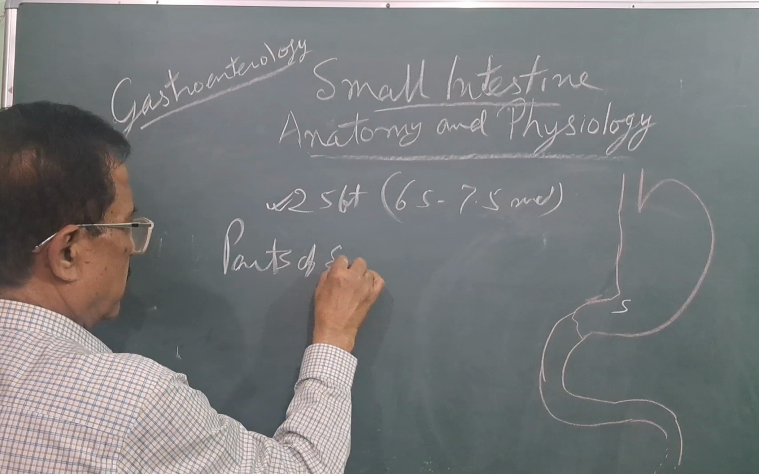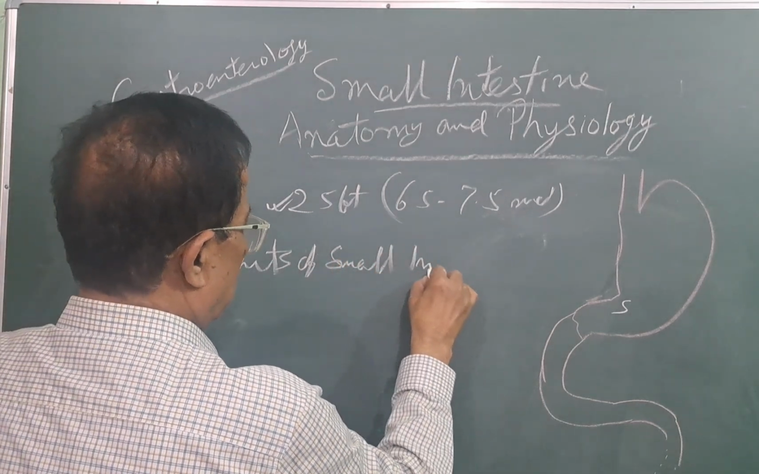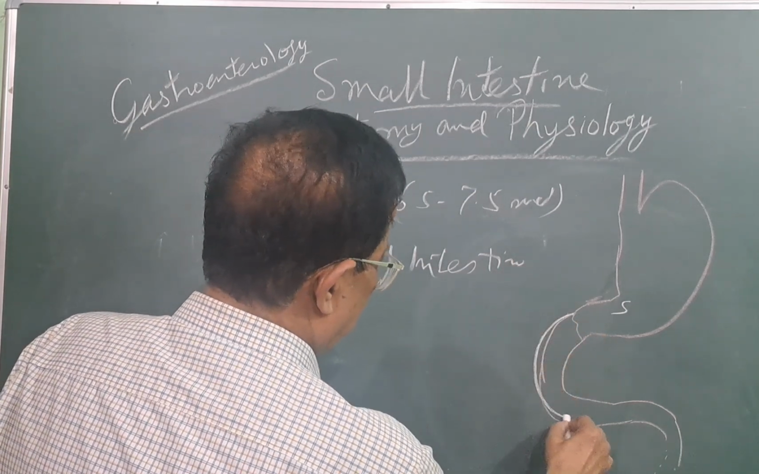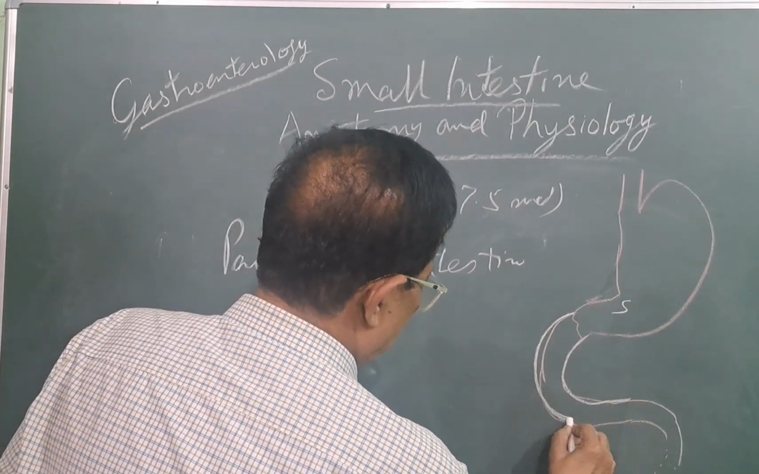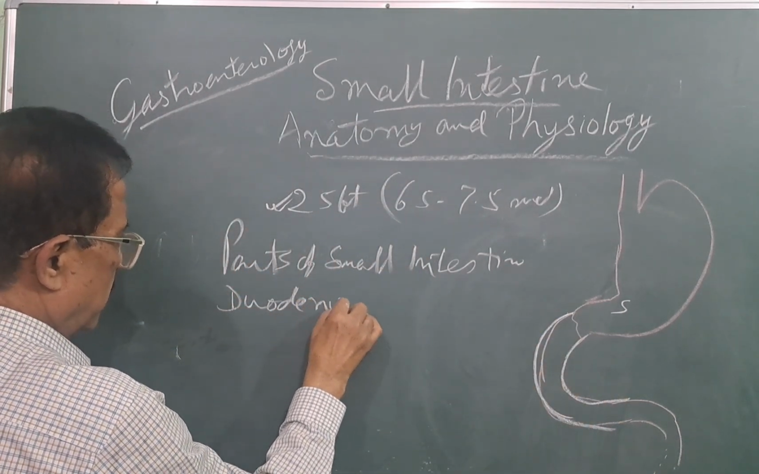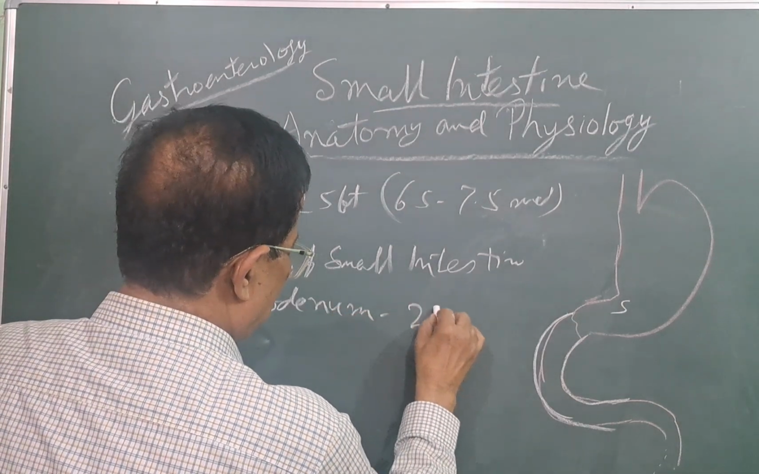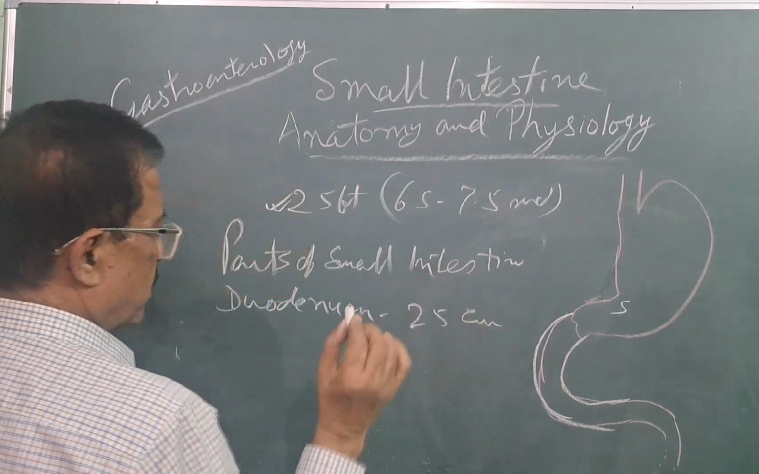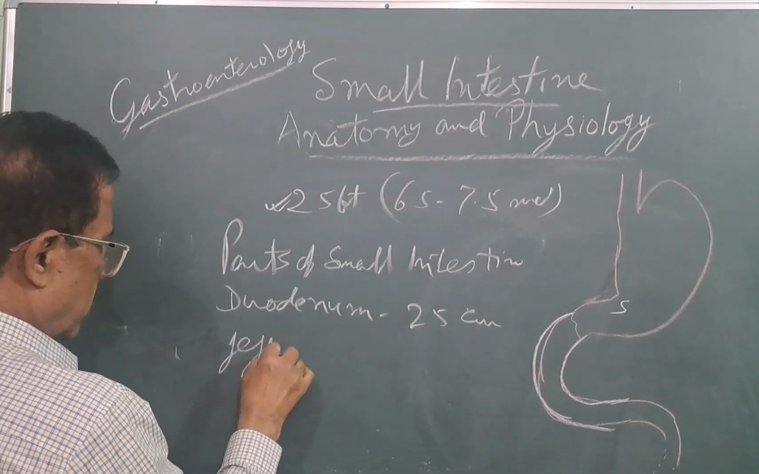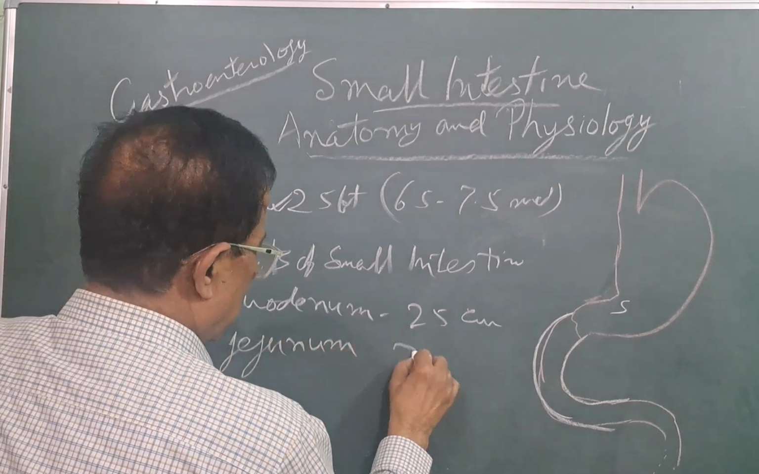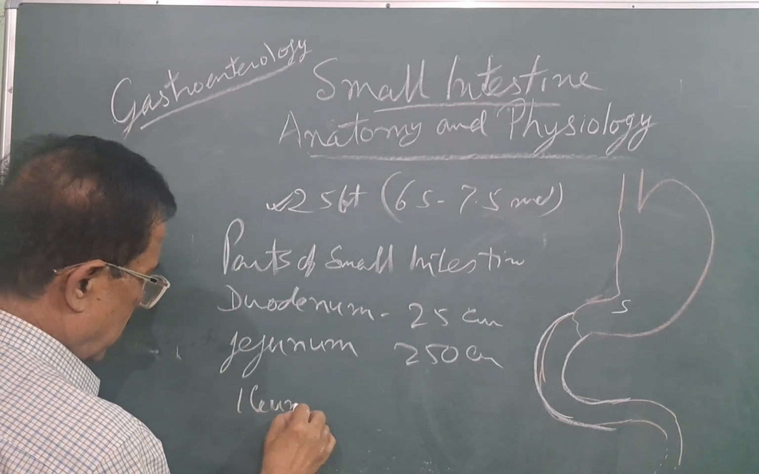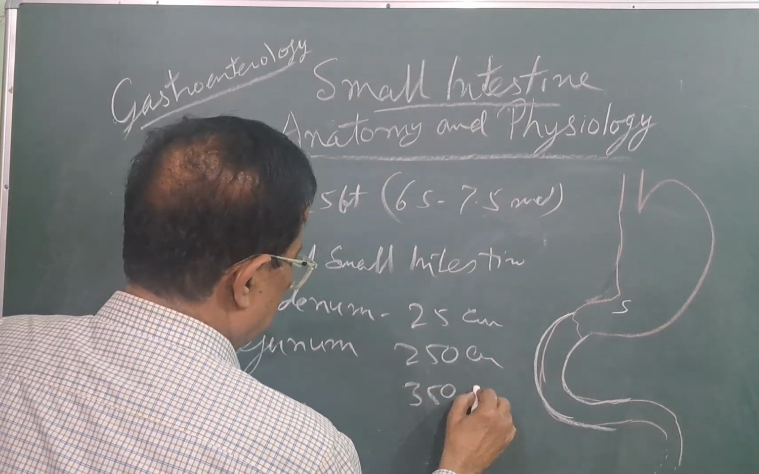Now, parts of a small intestine. Number one, duodenum. This part is the duodenum. It is a C-shaped structure. The first part is the duodenum, which is short, about 25 centimeters, 20 to 25 centimeters in length. Then the jejunum. Jejunum is about 250 centimeters, and then the ileum. Ileum is about 350 centimeters.